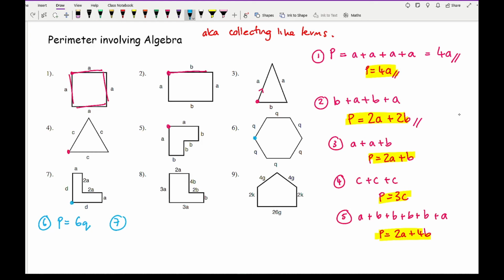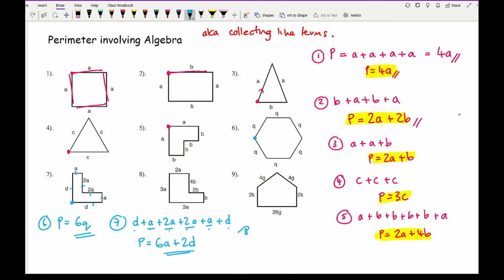Question 7, again picking a starting point, so it's very, very similar to question 5. So here I've got D plus A plus 2A plus 2A plus A plus D. Now, a good point to think about is how many sides the shape has, and that's how many expressions you should have. So here I've got 1, 2, 3, 4, 5, 6, and that's absolutely fine. So P equals, looking at the A's, I've got 1, 3, 5, 6. So it's going to be 6A plus 2D, and there is my final answer.